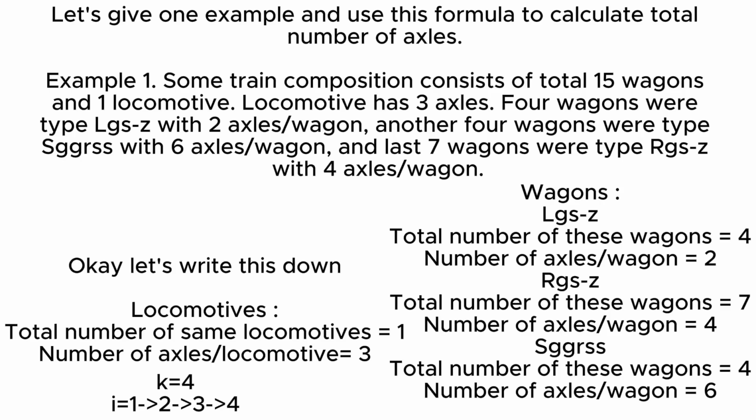Locomotives, total number of locomotives 1, number of axles 3. Wagons LGS/Z, total number 4, number of axles 2. RGS/Z, total number 7, number of axles 4. SGGRSS, total number 4, number of axles 6. K is 4 because we have one locomotive with 3 axles, and we have 3 different types of wagons with different number of axles, so that's 4, and we have I that goes from 1 to 4.